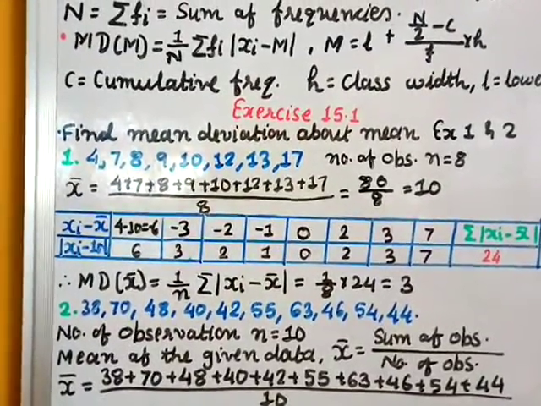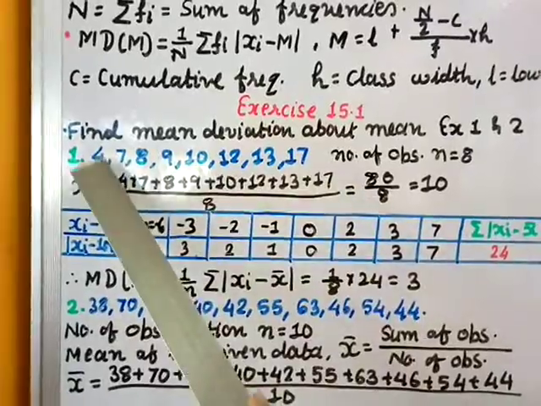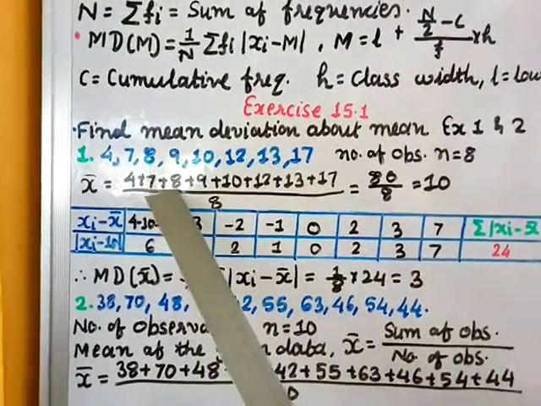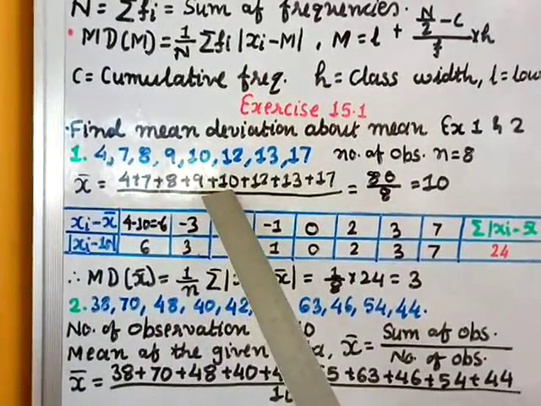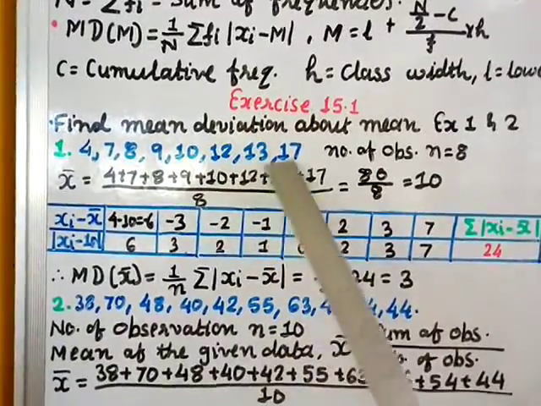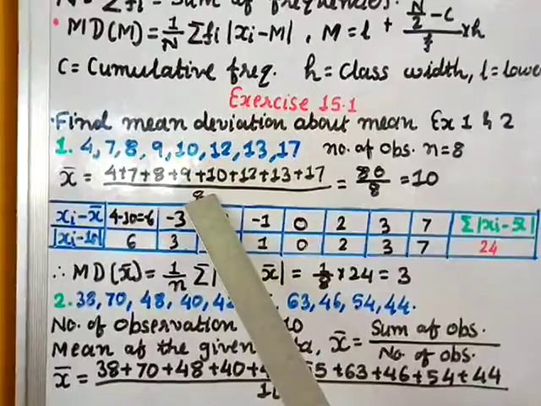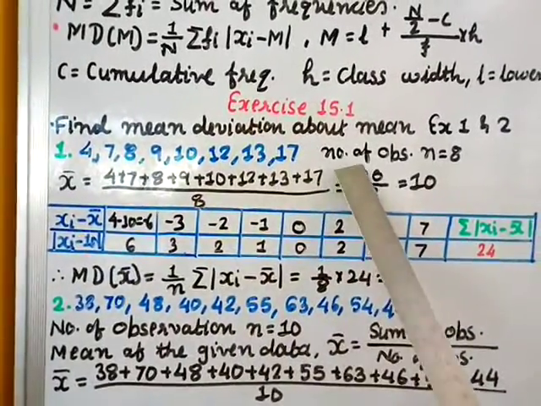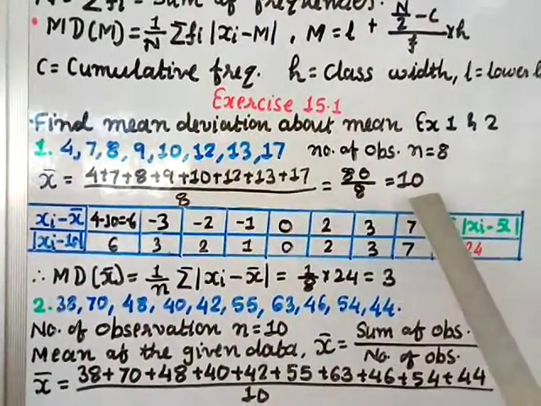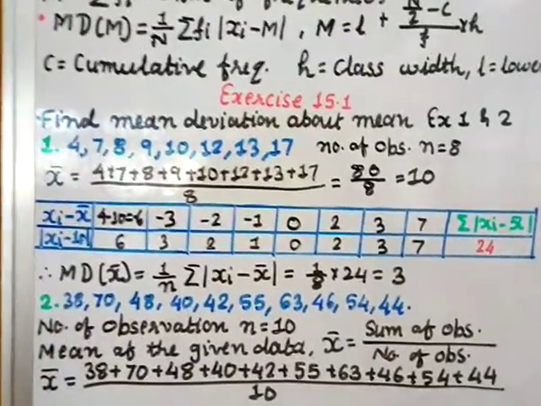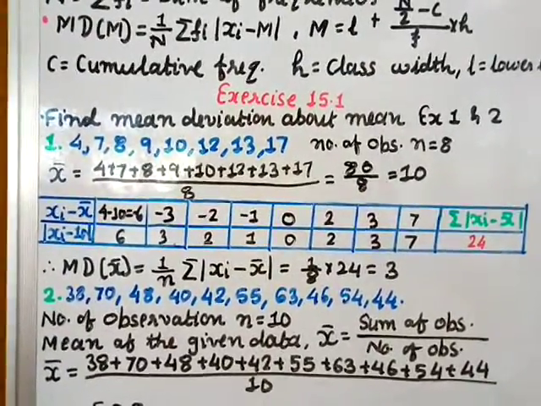You know how to find the mean for the given ungrouped data. So we just do the sum of this. 4 plus 7 plus 8 plus 9 plus 10 plus 12 plus 13 plus 17 divided by the number of observations, that is 8. The sum is 80, divided by 8. Dividing 80 by 8 gives you 10. Now this is your mean. Now you have to find the mean deviation about the mean.